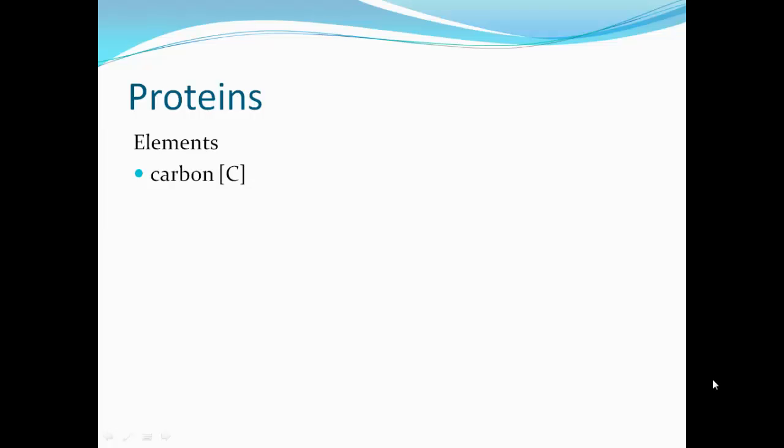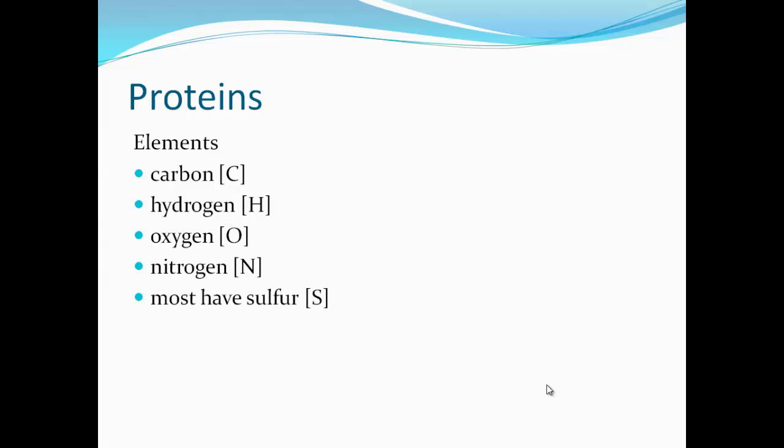Alright, we are back with proteins and nucleic acids. Proteins, just like carbohydrates and lipids, are composed of carbon, hydrogen, and oxygen. But unlike carbohydrates and lipids, they also include nitrogen, and most of them have sulfur. Sulfur is in a couple of amino acids on the side chain.